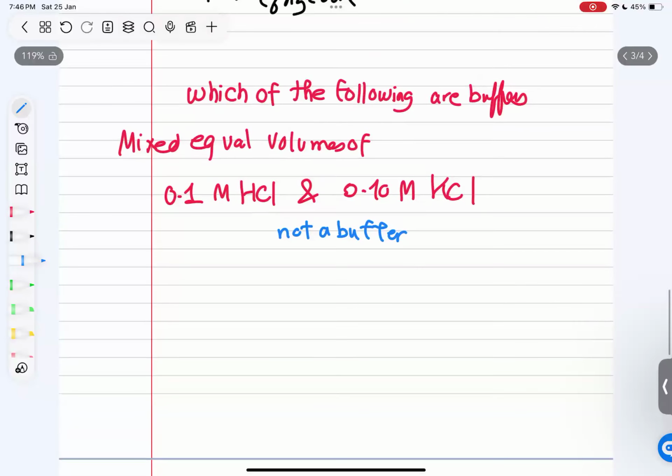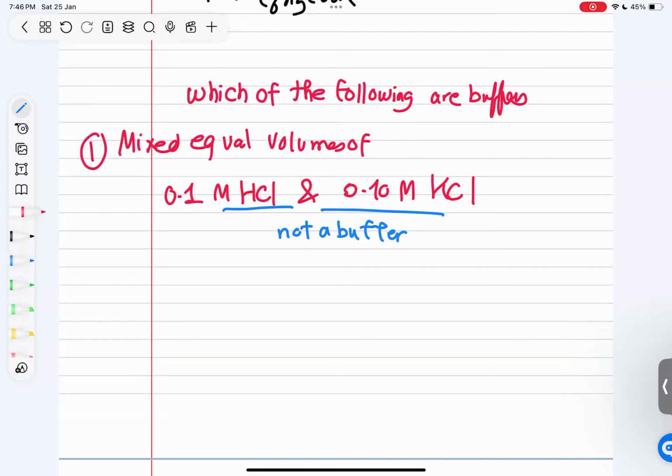It's asking which of the following are buffers. Mixed with equal volumes of 0.1 molar HCl and 0.1 molar KCl. Is this making a buffer or not? No, this is not a buffer. Why is this not a buffer? Because this is a strong acid and its salt. The mixture does not contain a buffer because there is no weak acid and its conjugate base, or weak base and its conjugate acid, present.